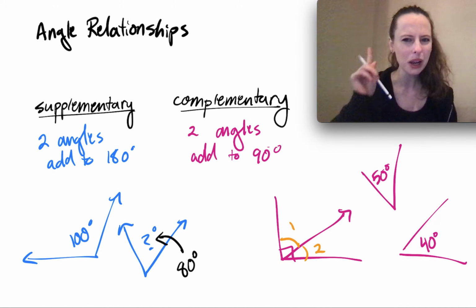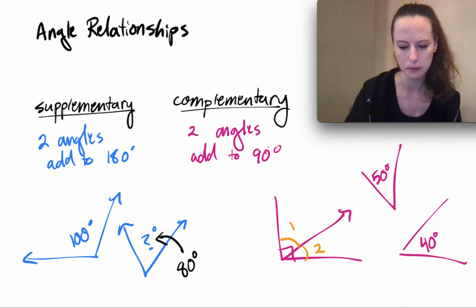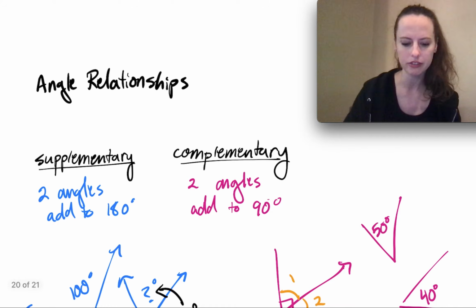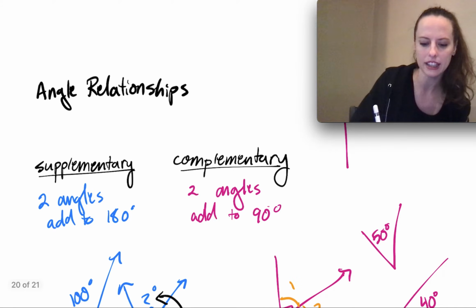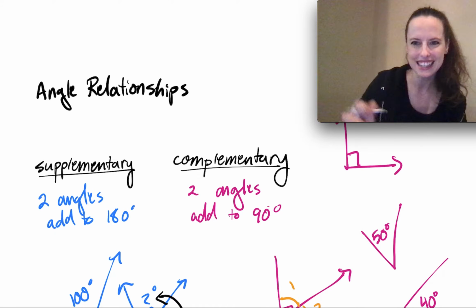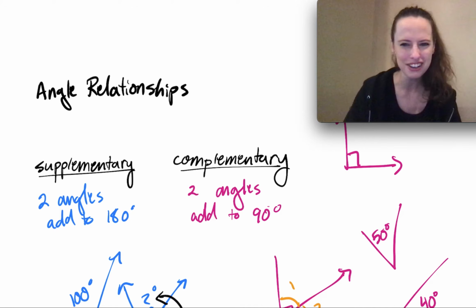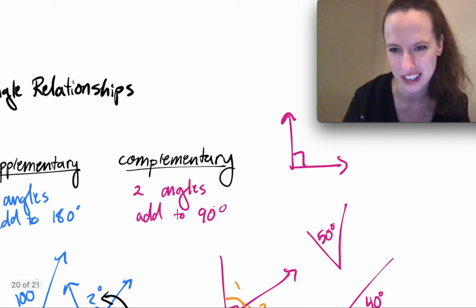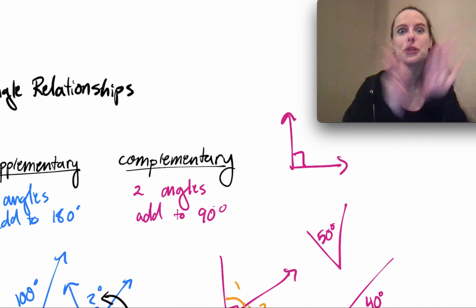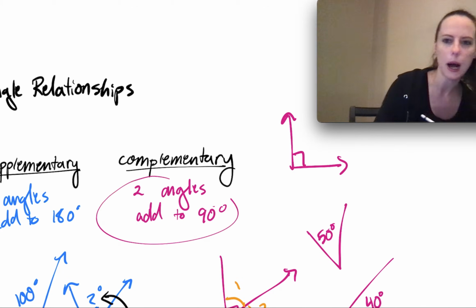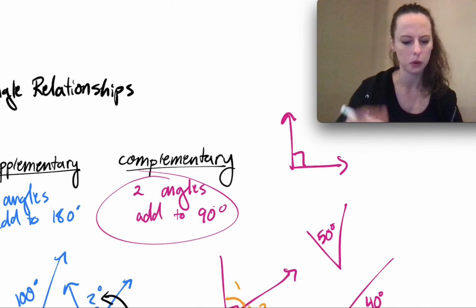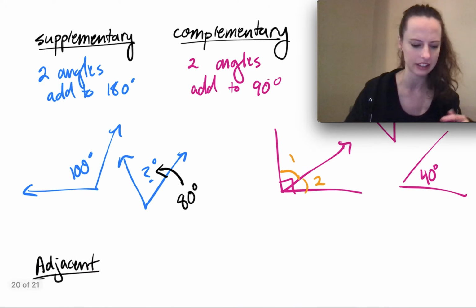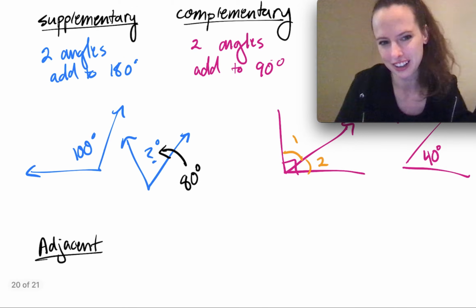One important comment on complementary: sometimes people get confused and they start thinking that a right angle all by itself is a complementary angle, and that's not possible. You can't have a single complementary angle. You've got to have two angles adding up to 90. So one 90-degree angle by itself, it's just a right angle.